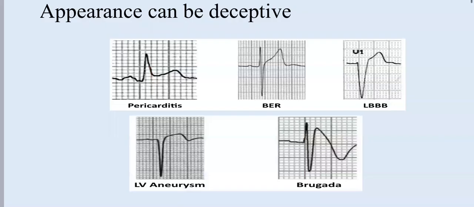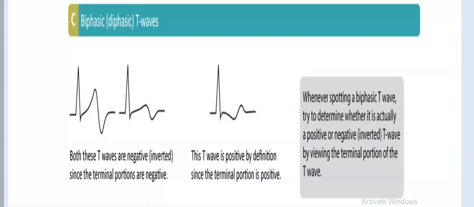Now, this is the pericarditis, ST segment elevation, and benign early repolarization, left bundle branch block, LV aneurysm, and Brugada, are all leading to ST segment elevation of different morphologies. Not going to go into this one. Now, what about the biphasic T wave?